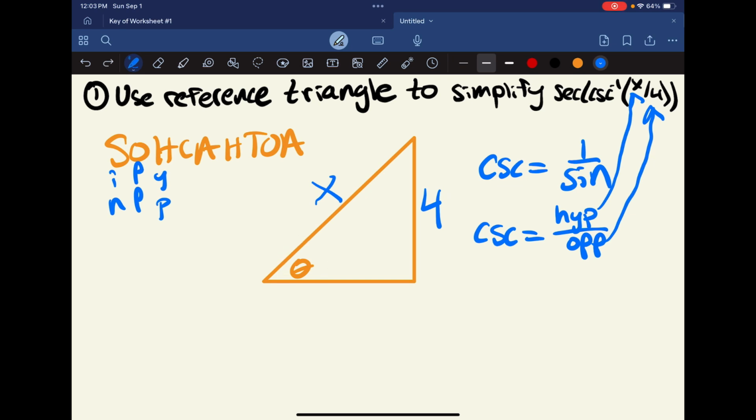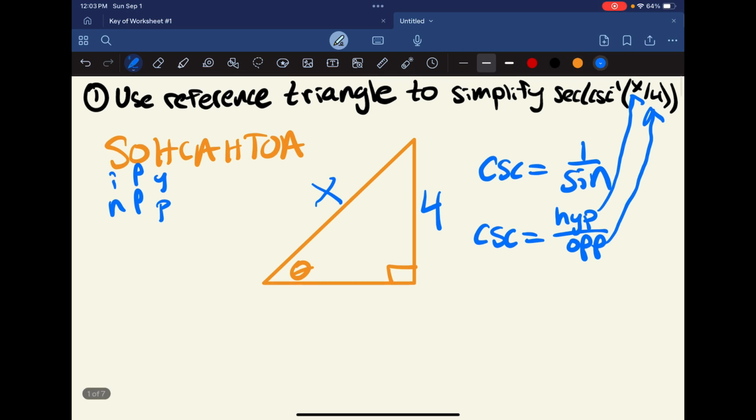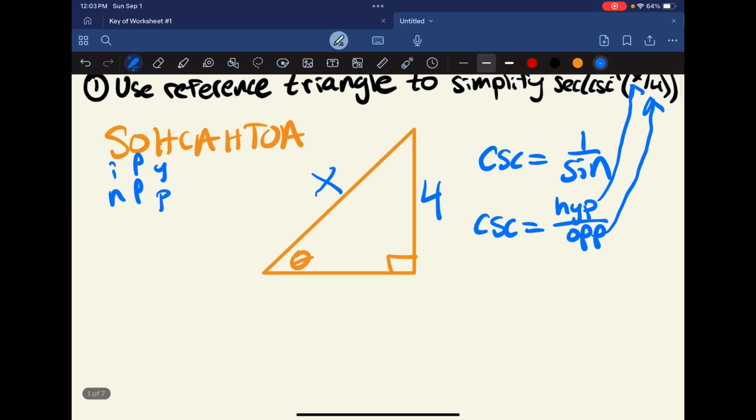of theta. And when we're drawing a reference triangle, theta always goes in the bottom left corner. And it's also a right triangle. So now we've got this, and whenever we have a right triangle with 2 sides filled in and we want to figure out what the third side is, we use the Pythagorean theorem, right? A squared plus b squared equals c squared.